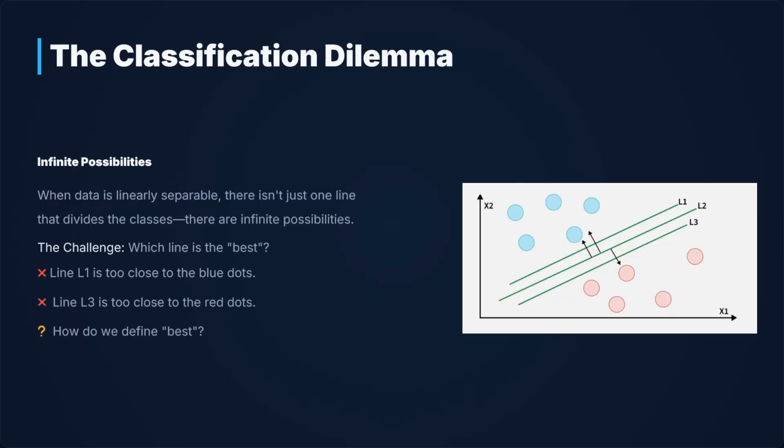Imagine we have a dataset with two classes, red dots and blue dots. Our goal is to separate them. As you can see on the screen, I can draw line 1, line 2 and line 3. All of them separate the data perfectly. But here's the dilemma. Which line is the best? Line 1 is dangerously close to the blue class and line 3 is hugging the red class. If a new data point comes in, those lines might make a mistake. We need a way to define which line is mathematically safest.